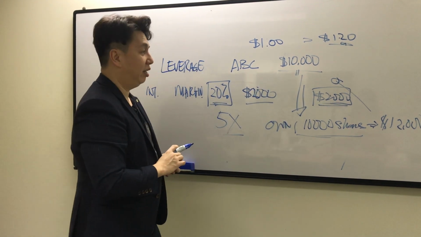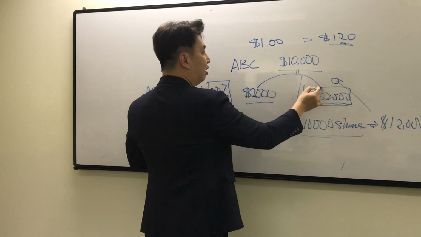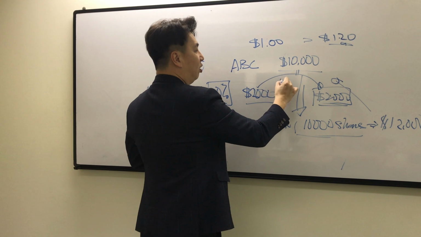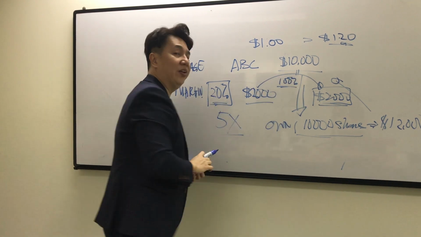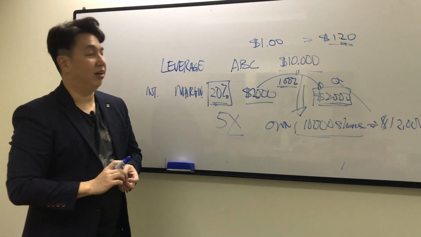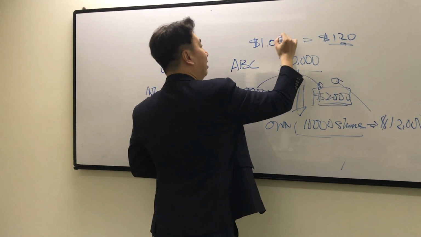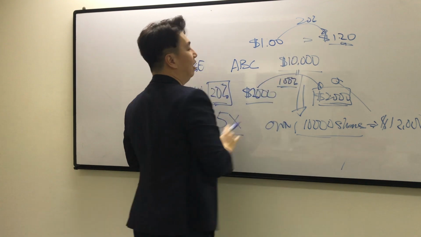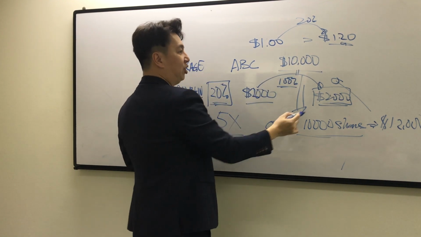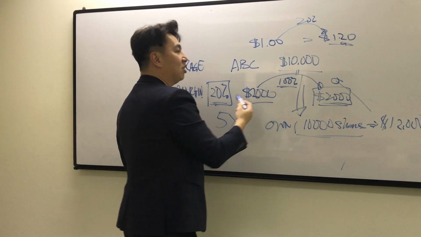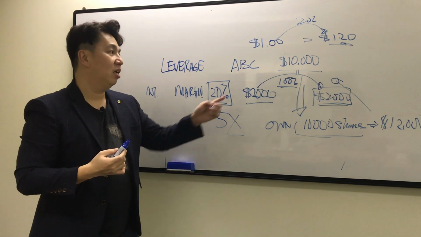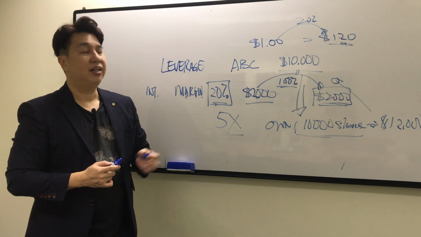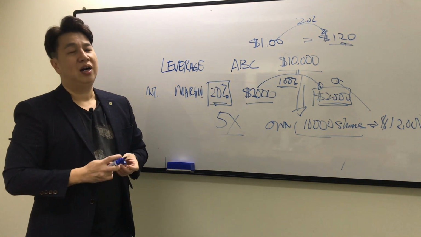$2,000. So you put in $2,000 and you make $2,000, your return is 100%. Correct or not? Even though the underlying move from here to here is only 20%, because you use leverage, your returns based on cash becomes 100%. This is the power of leverage.